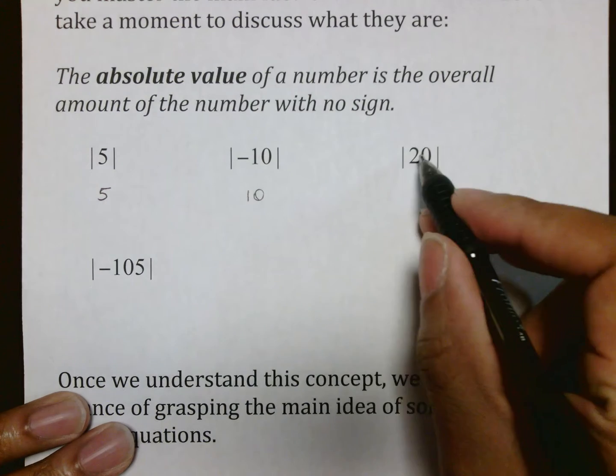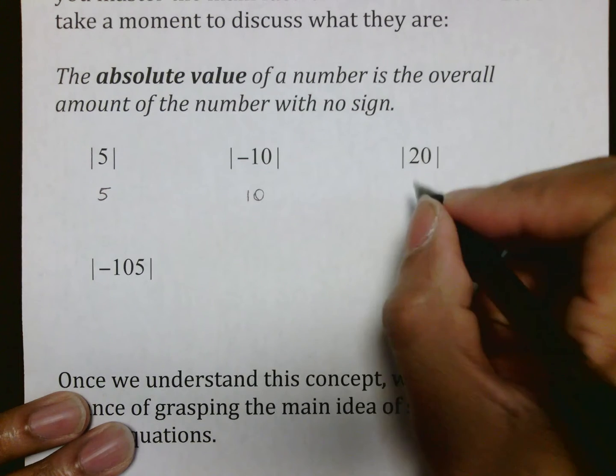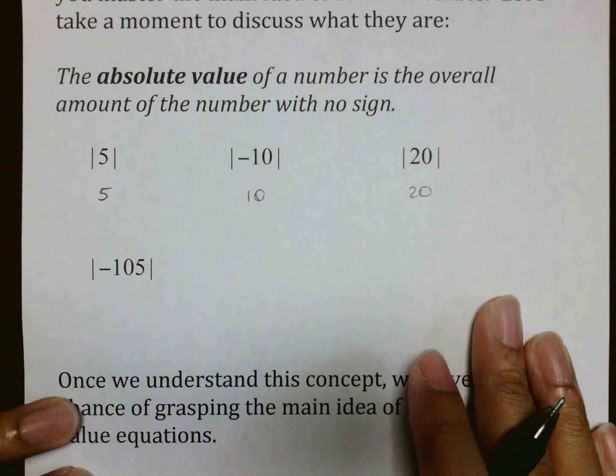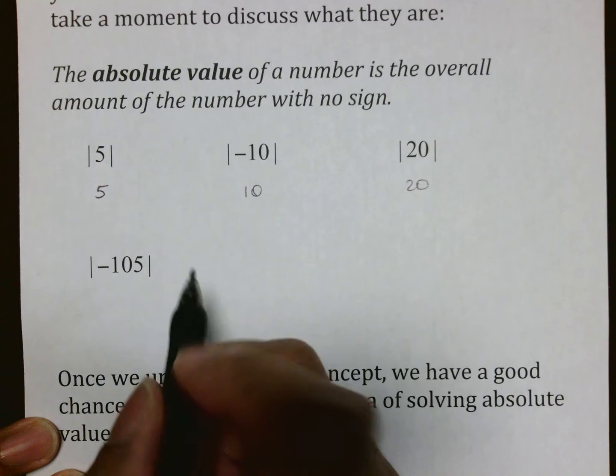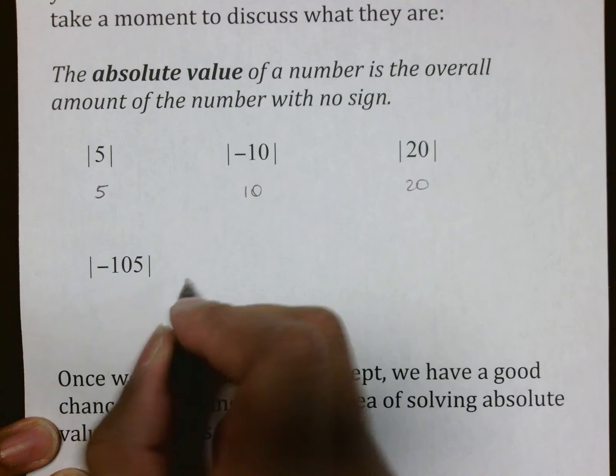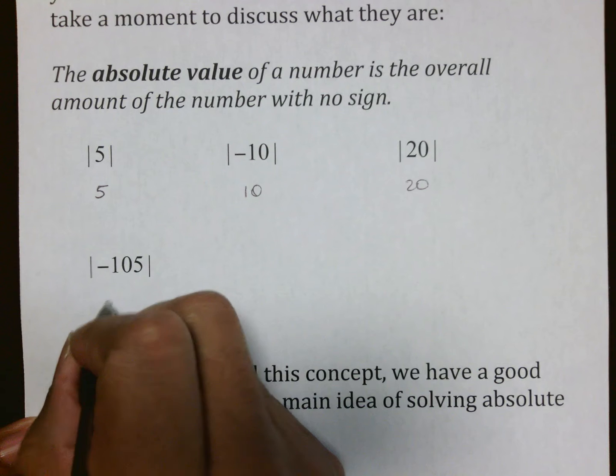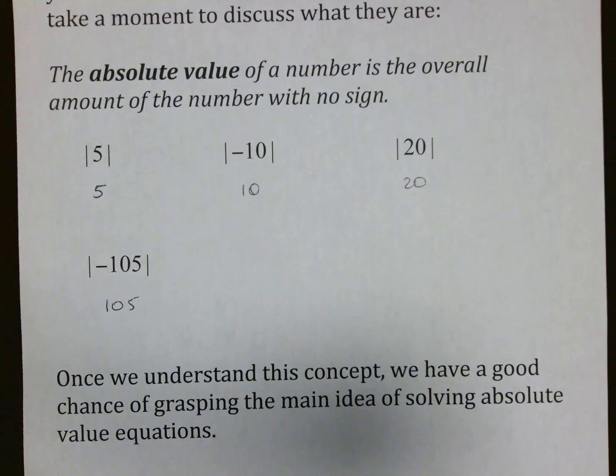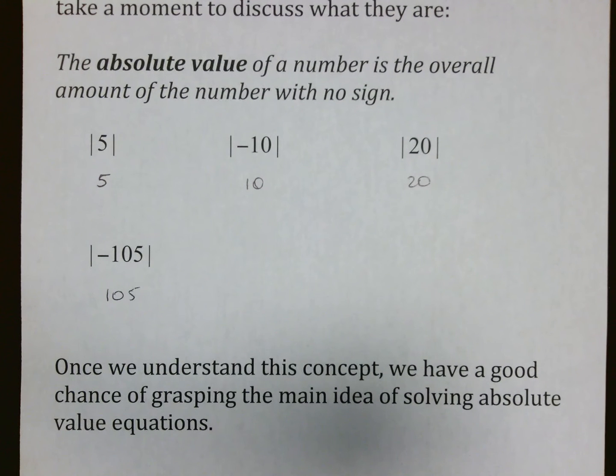The absolute value of 20. I don't care whether it went up or down 20. I just care that it moved by 20. The absolute value of negative 105, same thing. I don't care if it went up 105 or down 105. I just know that it changed by 105. Once we understand this concept, we have a good chance of grasping the main idea of solving absolute value equations.